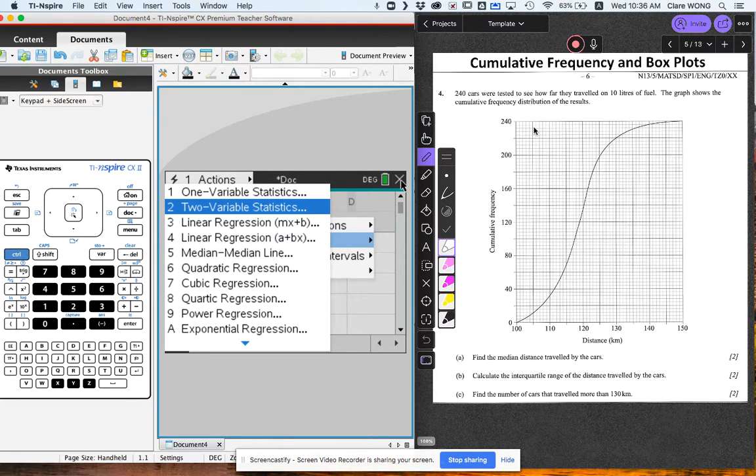Find the median. Now the median must be, you need to first notice that this is the max, which is 240. So the median is right in the middle of it. So here. But you read across to the curve and down to make your answer more meaningful, because it is about the distance. So this is 105, this is 119 kilometers.